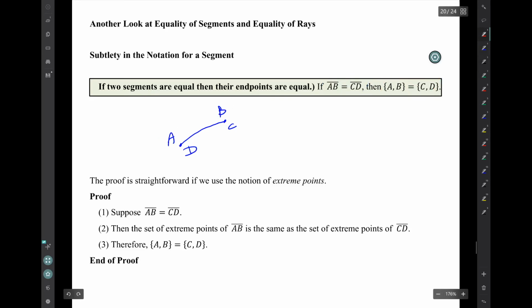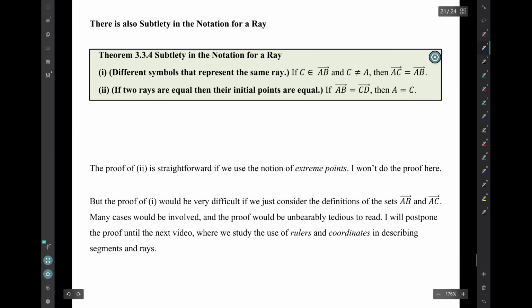So how would this be proven? Well, let's suppose that these two segments are equal. Well, then the set of extreme points for one has to be the same as the set of extreme points for the other because they're the same set. So that means this set, the set of extreme points for segment AB, is equal to this set, the set of extreme points for segment CD. So there's really nothing to it. That's why I call it a corollary. There's also subtlety in the notation for the ray. Now these statements can be illustrated. It's worth doing that.